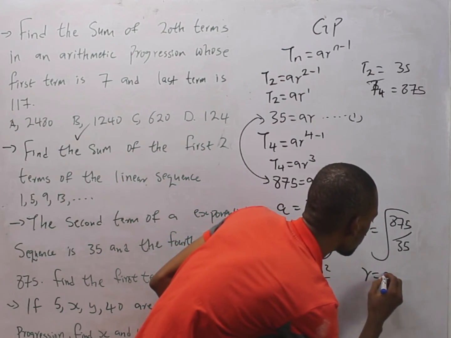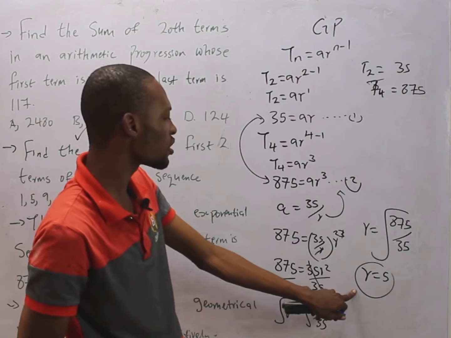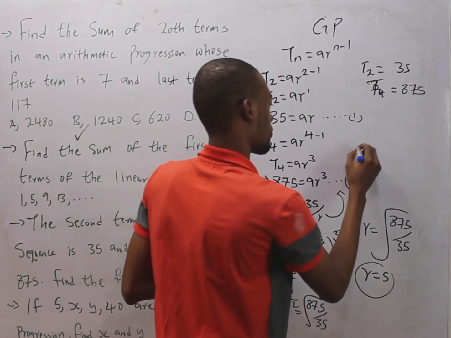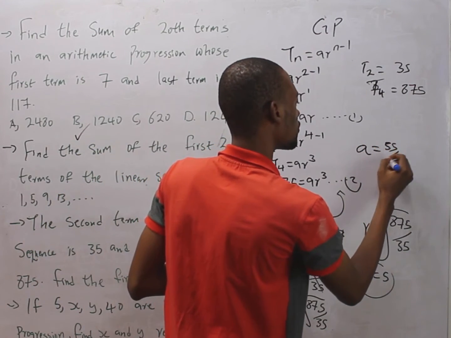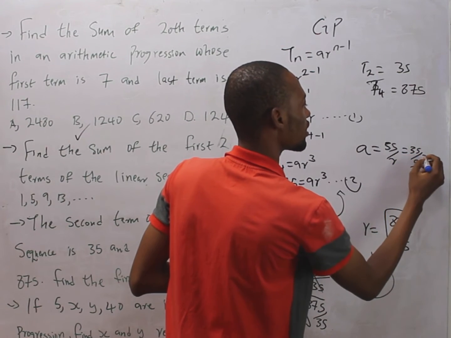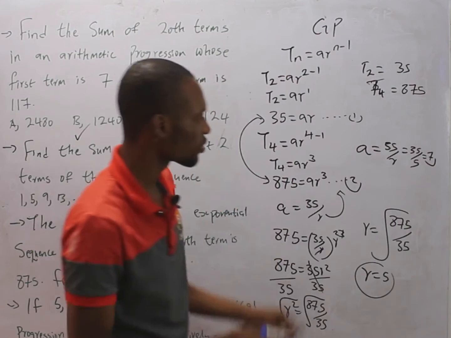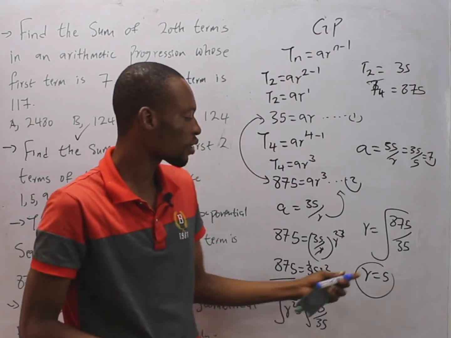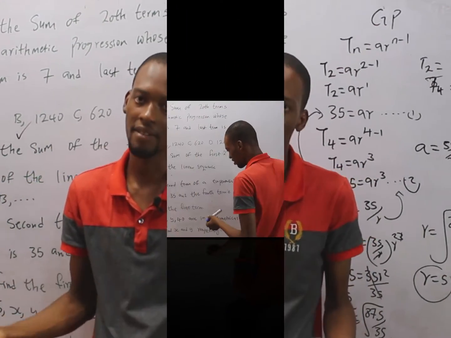r equals 5. Since r equals 5, and a is 35 over r, which is simply 35 over 5, that equals 7. So the first term is 7, and the common ratio is 5.